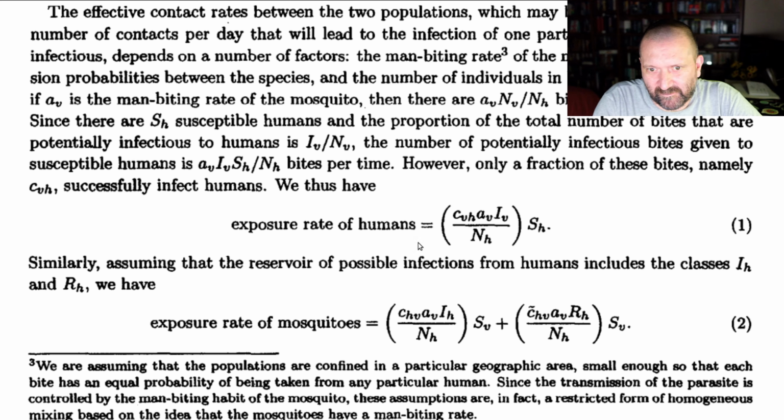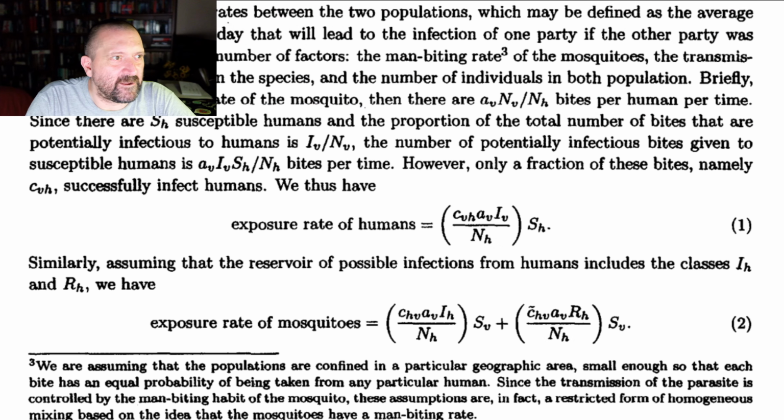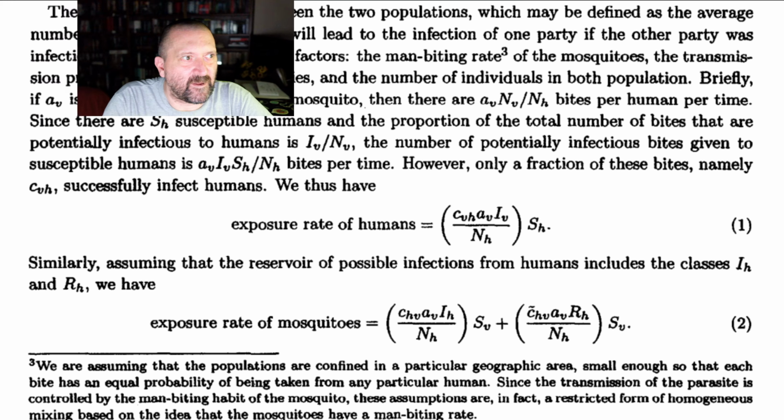It's this term here that says that the rate of exposure of humans and the rate of exposure of mosquitoes is both divided by the number of humans. So I've included here some of the justification that comes into this.